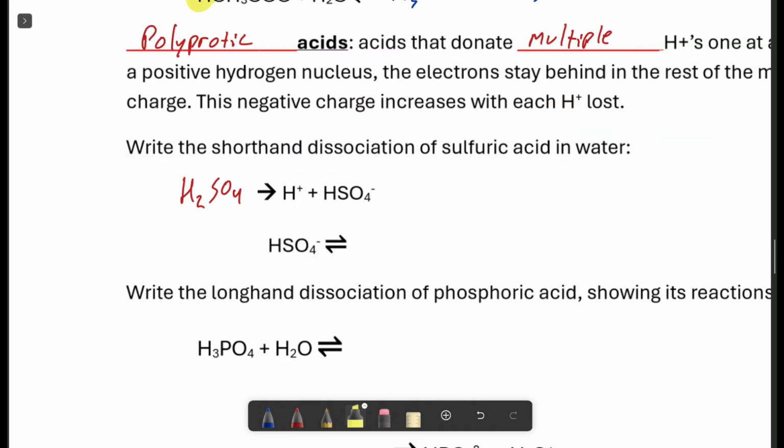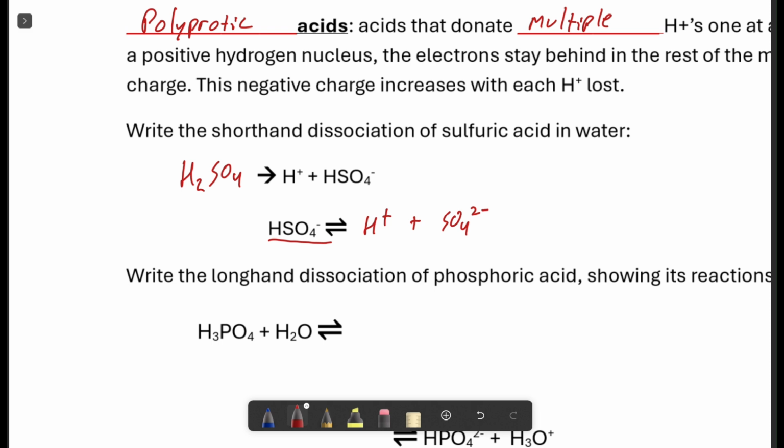I see that. Okay, so H2SO4 becomes H plus HSO4 negative. Then I get HSO4 negative, and that's going to generate H plus. What's going to be left? SO4 with how many negatives? 2 negative. And what do we call that? Sulfate. So that's how you get sulfate, when sulfuric acid dissociates, or you get sulfuric acid when the opposite reaction happens.